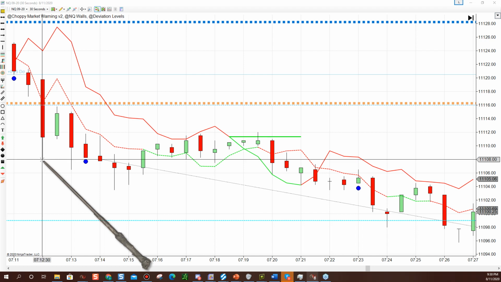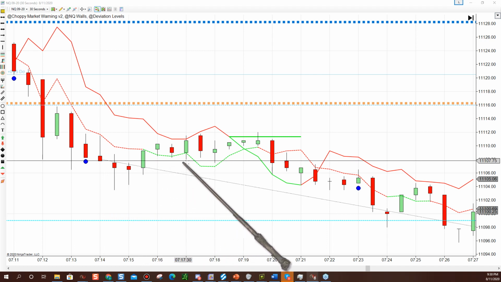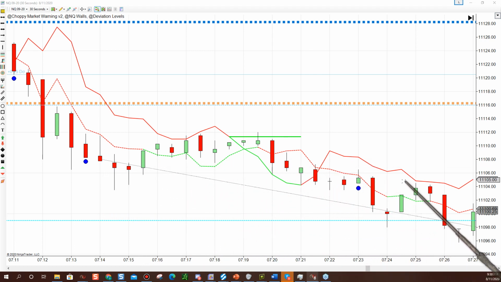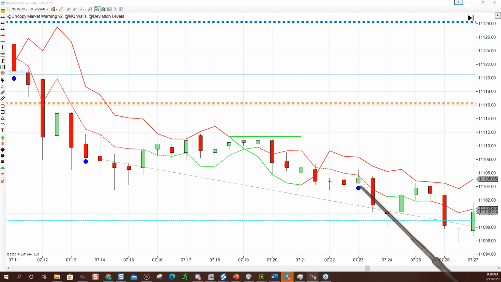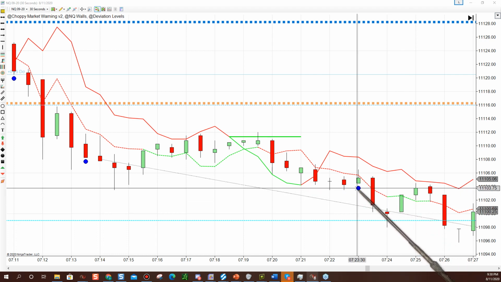So even though the bar at 7:25-ish, let me go there, 7:25-ish, looks to me like a setup candle. Well, that'd be way too late. So right here, this one. So 7:23:30.